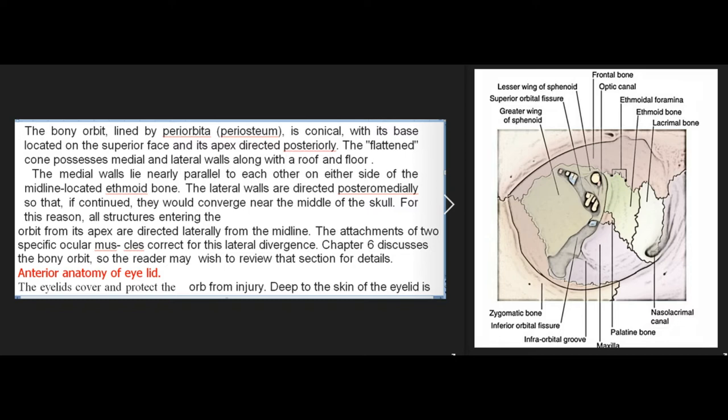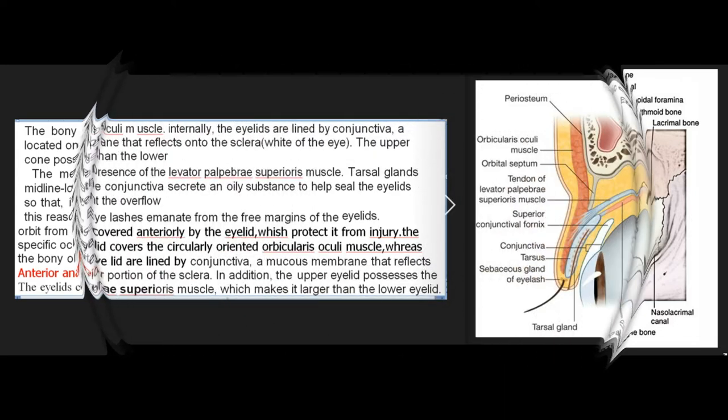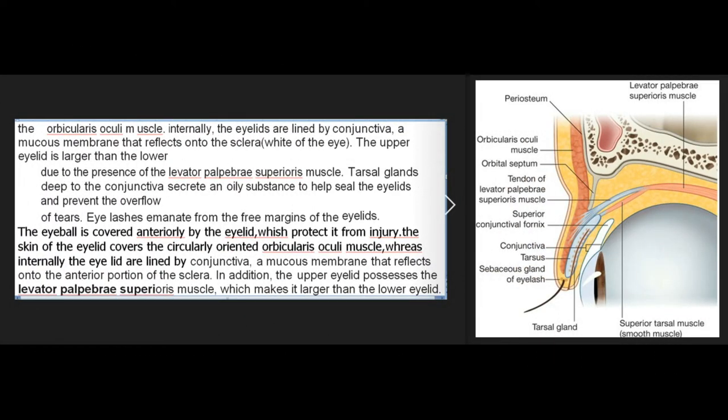Anterior anatomy of eyelid. The eyelids cover and protect the orb from injury. Deep to the skin of the eyelid is the orbicularis oculi muscle. Internally, the eyelids are lined by conjunctiva, a mucous membrane that reflects onto the sclera, white of the eye. The upper eyelid is larger than the lower due to the presence of the levator palpebrae superioris muscle. Tarsal glands deep to the conjunctiva secrete an oily substance to help seal the eyelids and prevent the overflow of tears. Eyelashes emanate from the free margins of the eyelids.